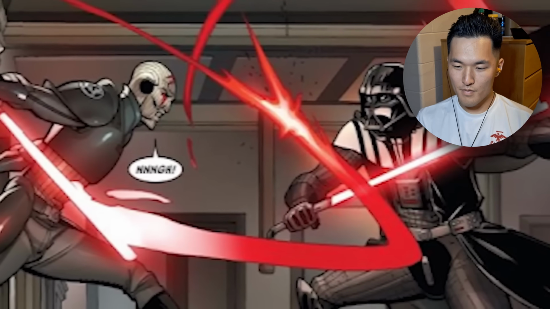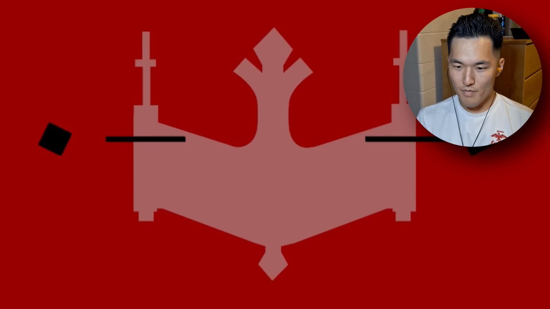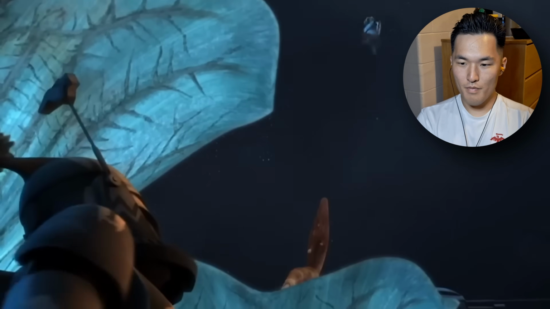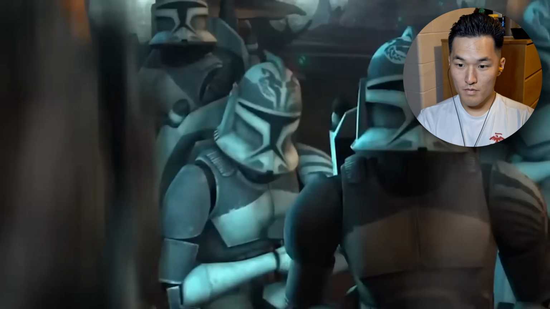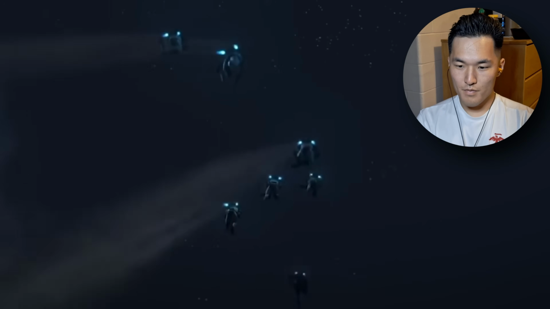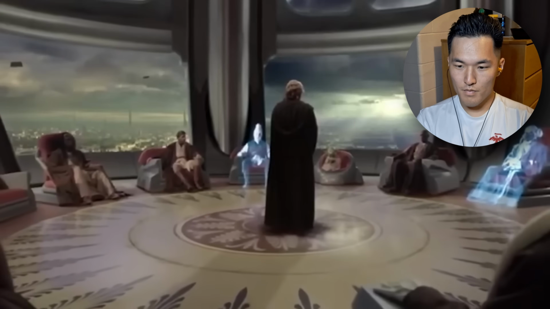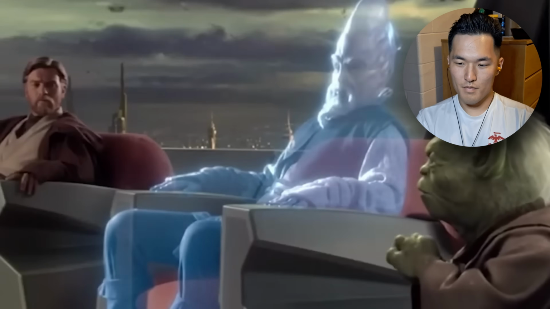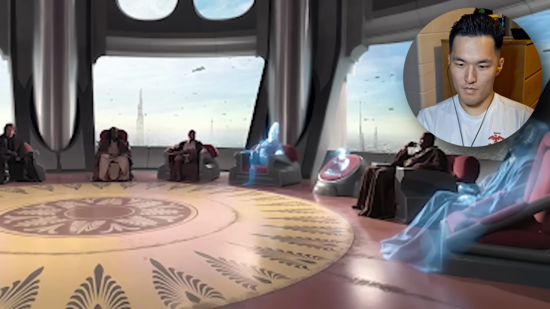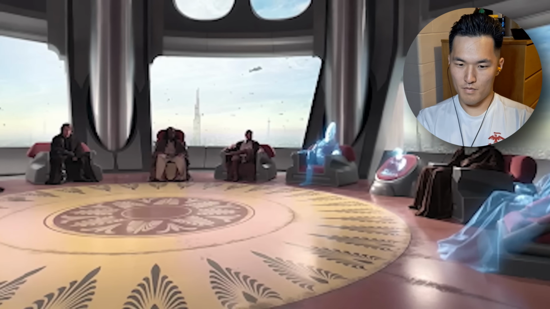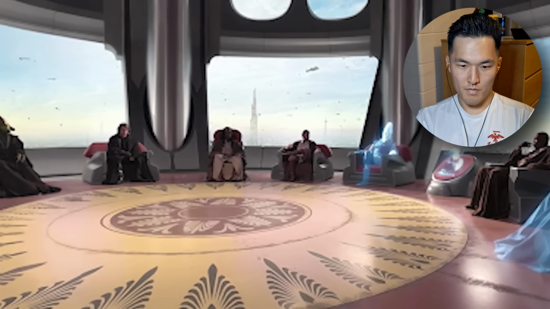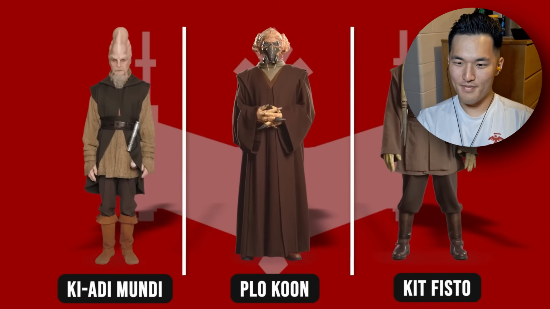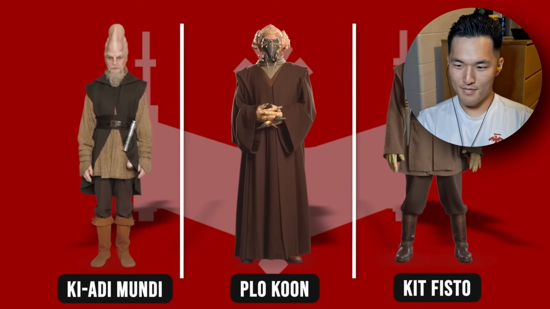The next tier of midichlorian density is where you find the more powerful Jedi Knight, with an M count around 12,000 per cell. This mid-tier consisted of those Jedi who you would see leading clone trooper forces into battle during the Clone Wars. Most Jedi with this M count were likely to become Jedi Masters and take on Padawan learners, with the most wise and powerful earning the right to sit in one of the 12 pristine seats of the Jedi High Council. This is where you'll find Masters and Council members like Plo Koon, Ki-Adi-Mundi, and Kit Fisto, who are all speculated to have had an M count of around 12,000.